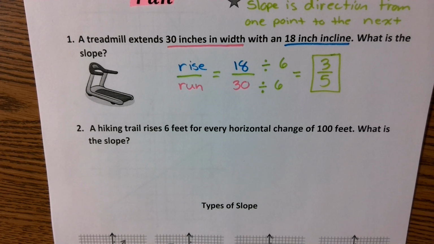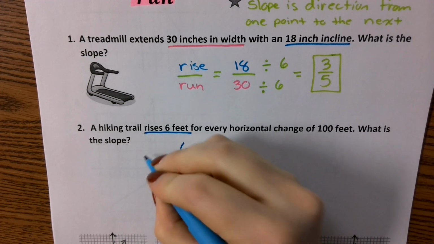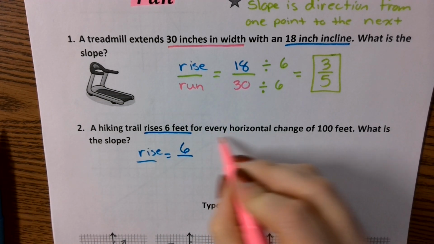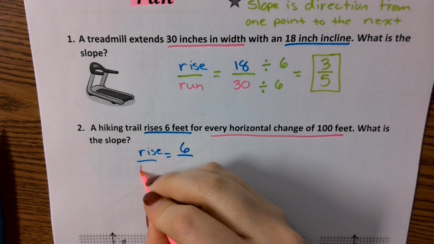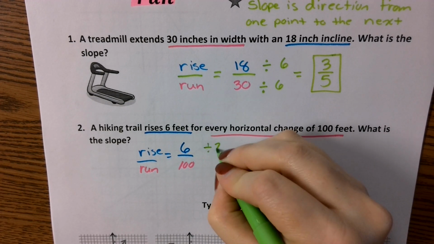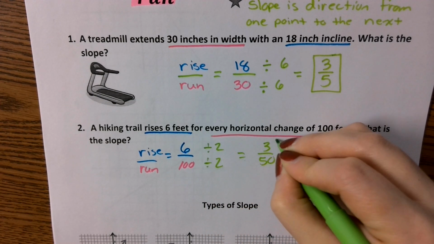If we're taking a look here, it tells us explicitly that it has a rise of 6, and that our horizontal change, every horizontal change, is 100 feet. So our run is going to be 100. Again, both of these happen to be divisible by 2. So that means it's going to come out to 3 over 50.